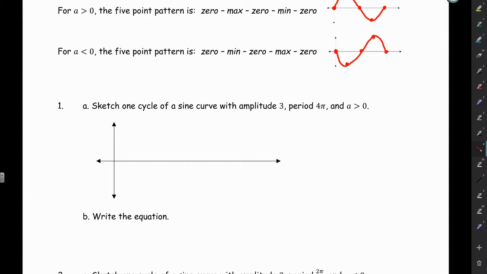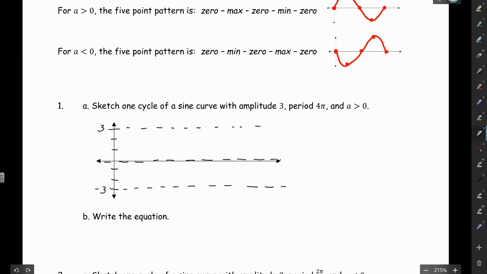Number 1, sketch one cycle of the sine curve with an amplitude of 3, a period of 4 pi, and a is greater than 0. Okay, our amplitude is 3. So we know that our distance from the center is 3. So we're going to go up 3, and we're going to go down 3. And I'm going to mark this with some dashed lines just so I know where my max and my min are for my graph. My center is right on the x-axis at 0.